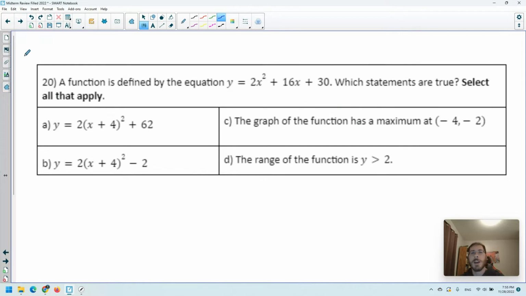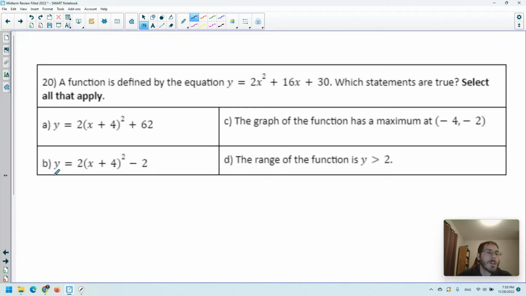For 20, functions defined by this equation, y equals 2x squared plus 16x plus 30. Which statements are true? Select all that apply. All right. So looks like first thing we want to do is look at the range. We can't do that yet because we don't have it in vertex form. All right, so I guess the first thing we got to do is get the vertex. So I guess we're checking C first.